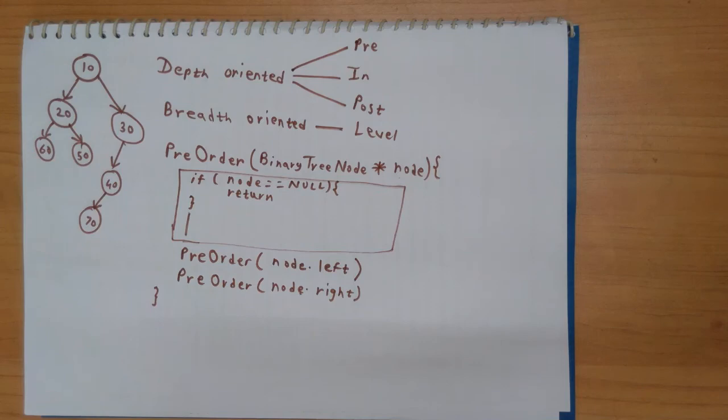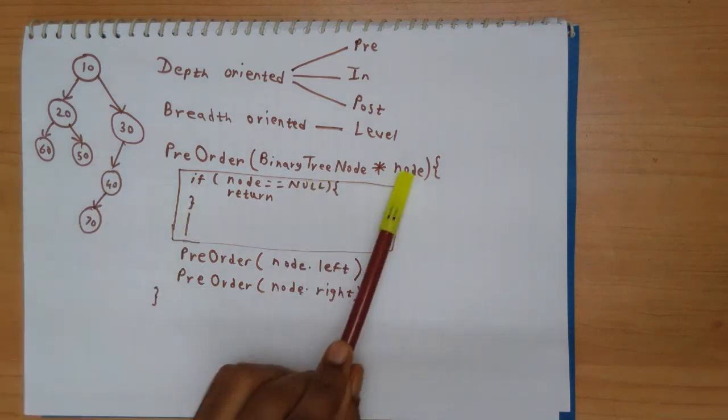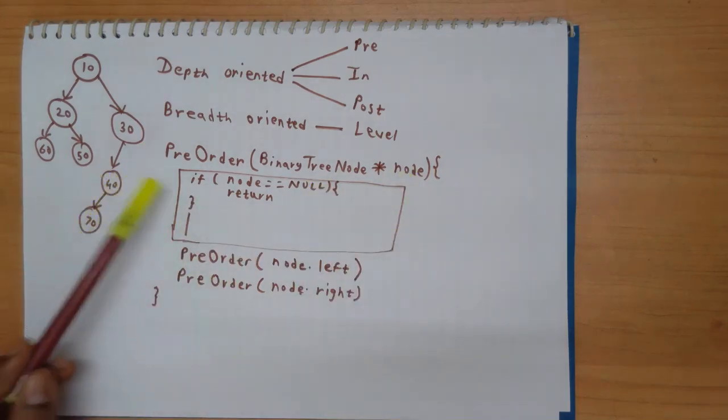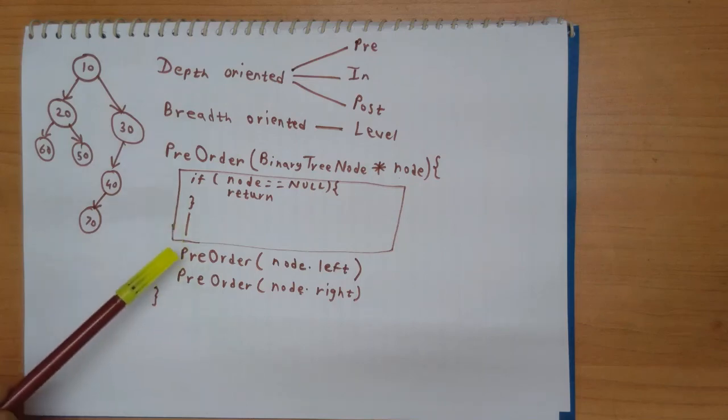So that's the definition of preorder traversal. You start with the node, you perform the required action, then you do the same thing for the left subtree, and you do the same operation for the right subtree.